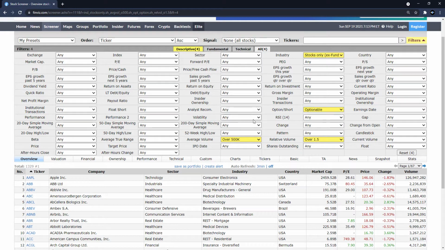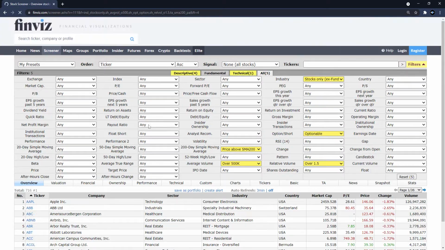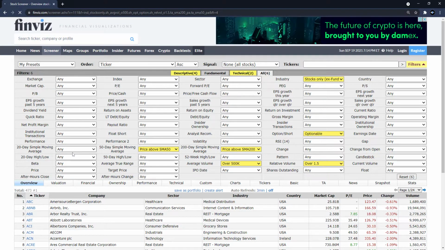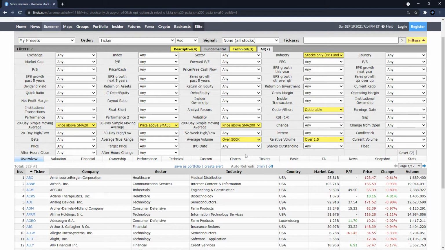Okay, so we want the price to be above all of them. What we're going to be filling in right here is the price above the SMA 20, the price above the SMA 50, and the price above the SMA 200. As you see, we are left with 329 stocks right now.